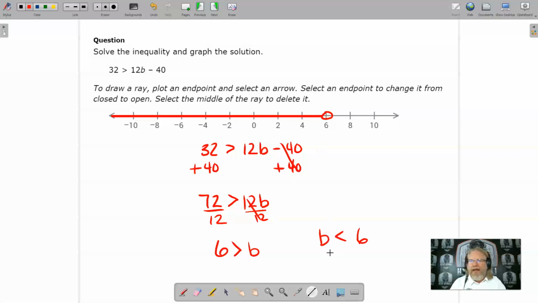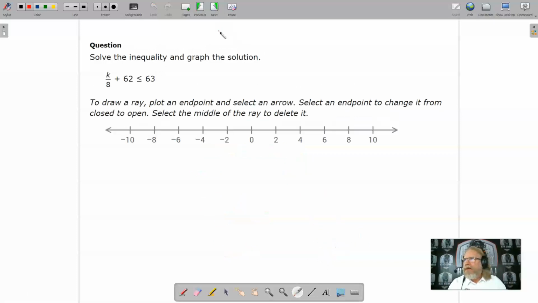But I also like the idea of thinking about it this way, of saying the variable first, right? Saying that b is less than 6. It just seems to make more sense to me, just personally. So it's up to you whichever way you want to do it. I just like this little trick of having the variable on the left so that I'm sure that I'm getting my symbol going in the correct direction.